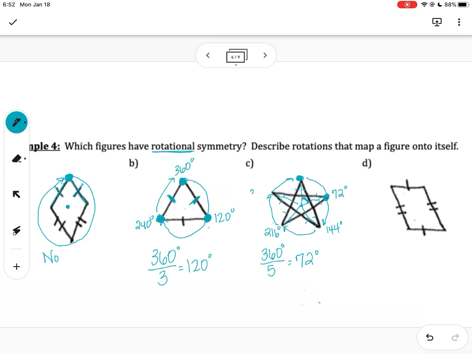and then 300, nope, sorry, not 300, 290 degrees. That's not right either. All right, so 288. So then finally we end up back at 360. So each time I was just adding on 72 to find those different places where it matched up.